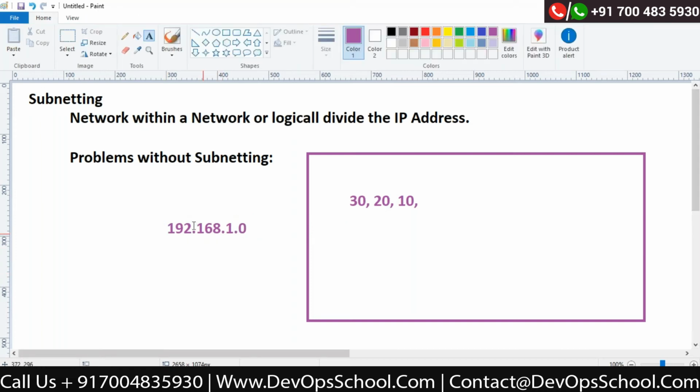If I say I'm using this entire IP address series to assign IP addresses to these 30 computers, these 20 computers, these 10 computers, then ultimately my IT department, my marketing department, my management would all be under the same network. That means there is a chance of security compromise.